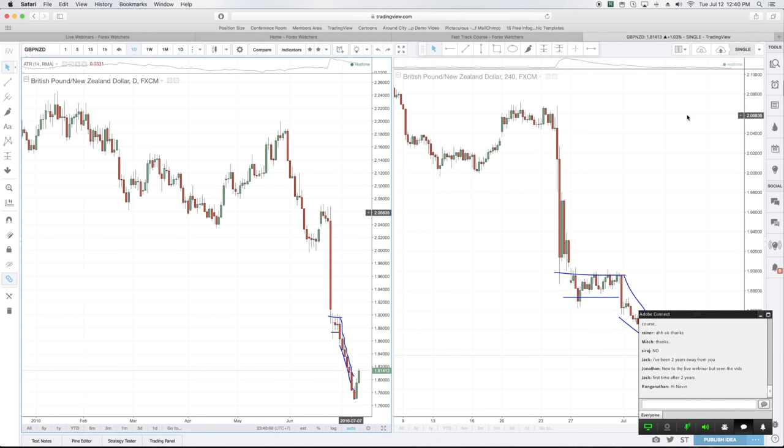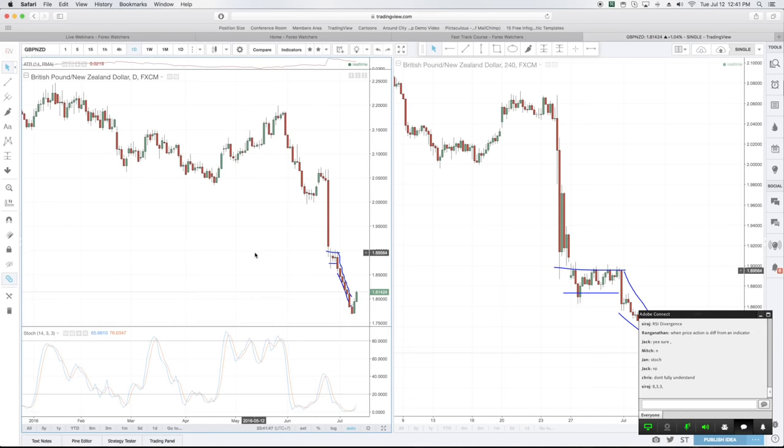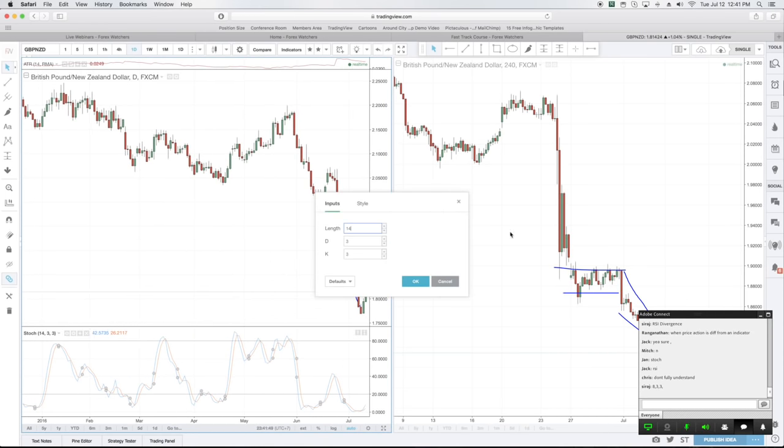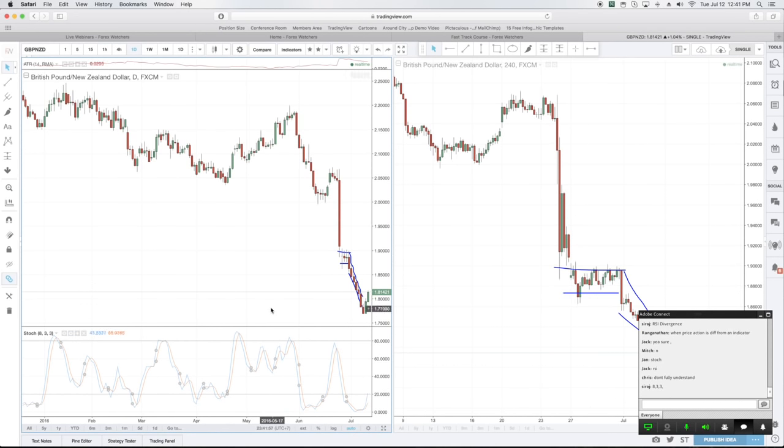Now, do you guys use divergence with RSI? Stochastic? Okay. Well, let's put up some stochastics here. Okay, I'm going to insert it. 833? Okay, let's put up 833 for eight candles past, and then 3 and 3. Okay, here we go. So here we got it all set up.